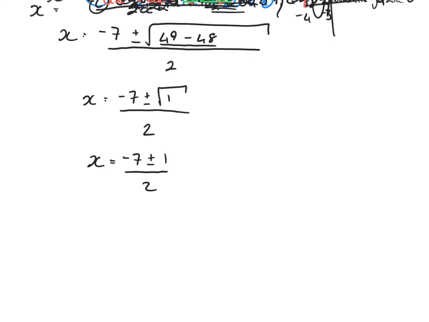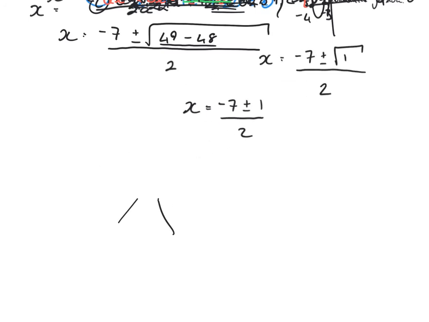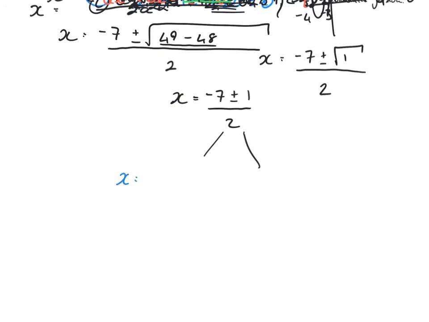Minus 7 plus or minus 1 over 2, so that means we've got minus 7 plus 1 over 2, or minus 7 minus 1 over 2. So let's split it up into two separate bits of working. Okay, so the first bit over here is going to be x equals minus 7 plus 1 over 2. And over here, minus 7 minus 1 over 2.